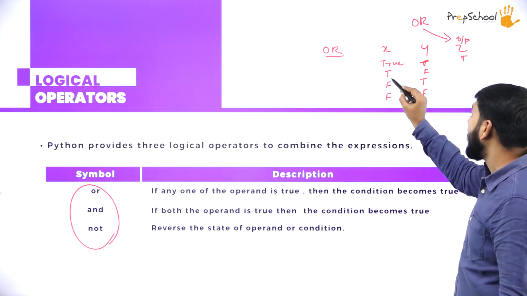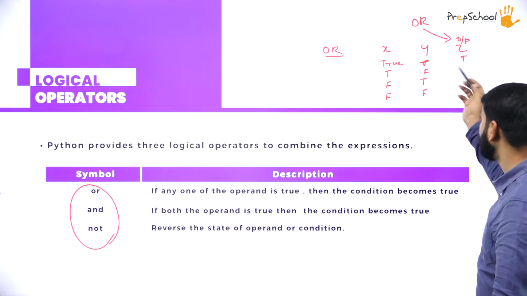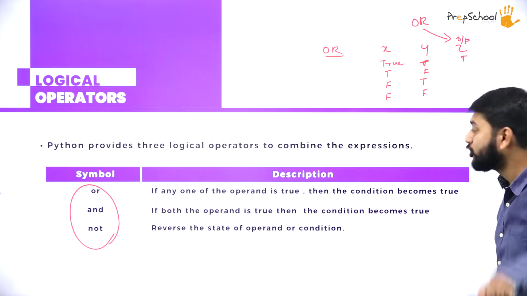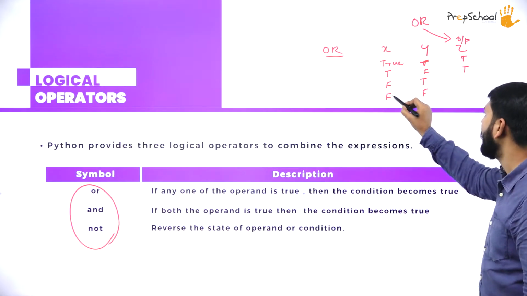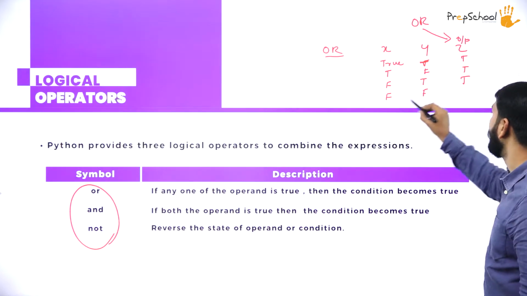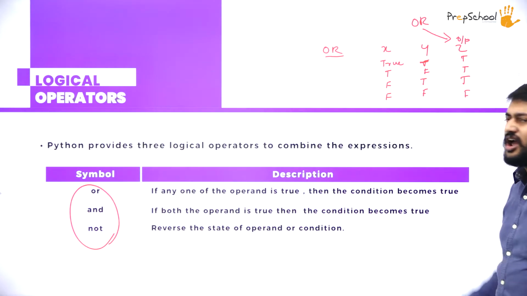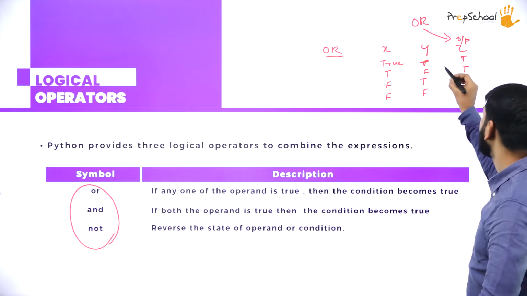So what is the next one that I have? True and false. So what should be my output? It should be true. So guys, what is the next one? False, true. What should be my output? It should be true. False, false, it should be false. Sir, how exactly is it working? It is very simple. Just use this logic.